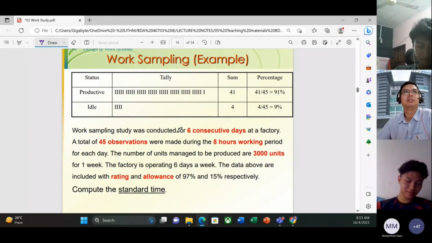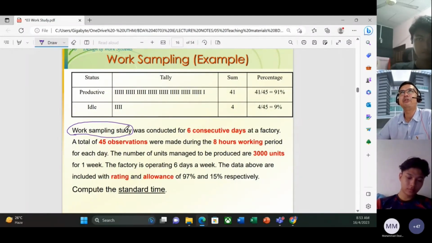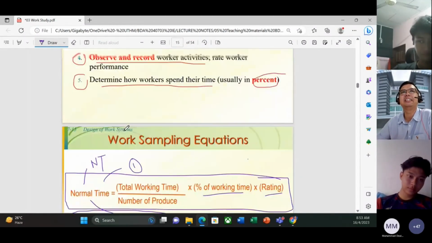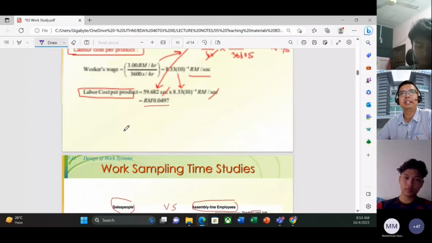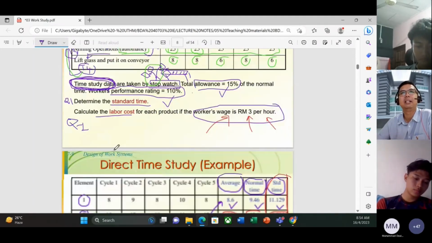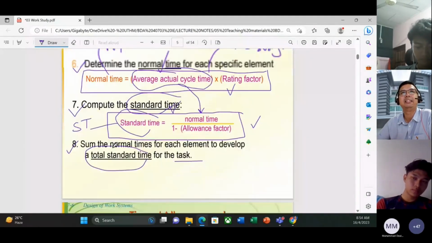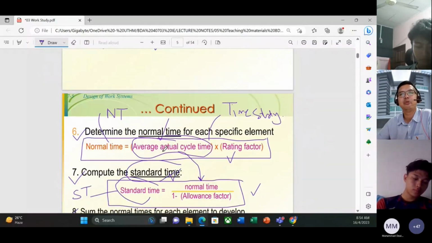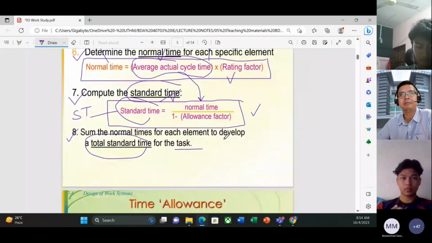Okay, look at the question first. Work sampling study. If you get this question, work sampling study, you have to know the formula. If they give you a time study, then we use the time study formula to get the normal time. Please remember, a time study question is slightly different from work sampling. For a time study, the formula will be like this: normal time equals actual average cycle time times rating factor. This is time study. Remember?